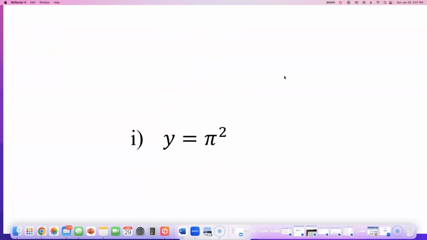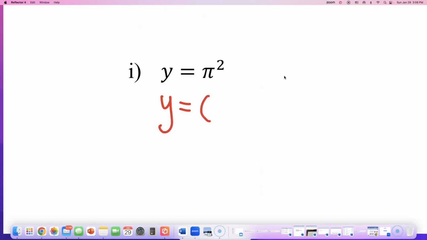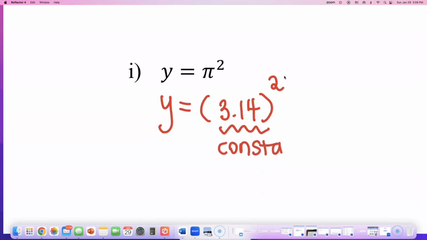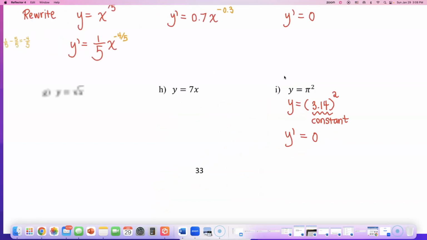Down here, I gave you pi squared. Well, that's like 3.14 blah blah blah squared, right? You notice this is a constant. This is a constant. It's just a number. So the derivative of any number is always equal to what number? 0. When there is no x and you're taking the derivative, it's just going to be 0. Okay?